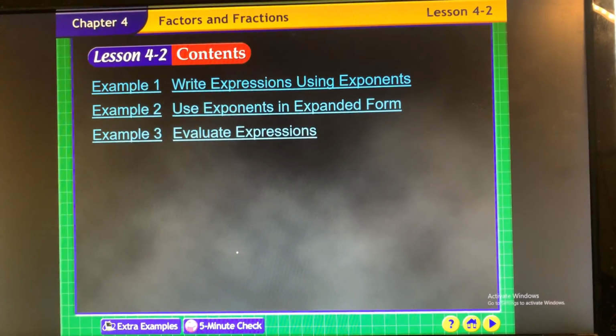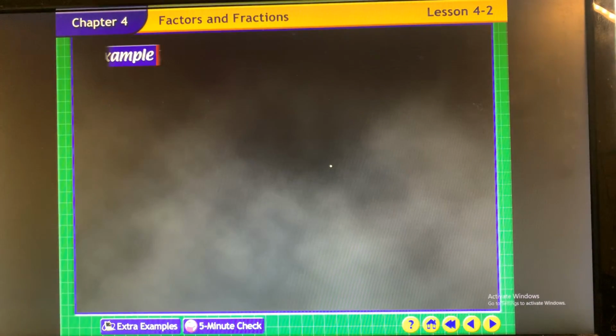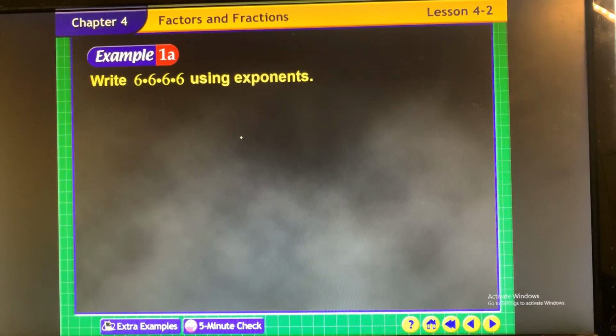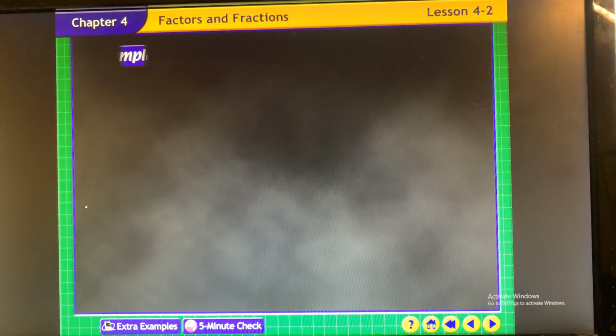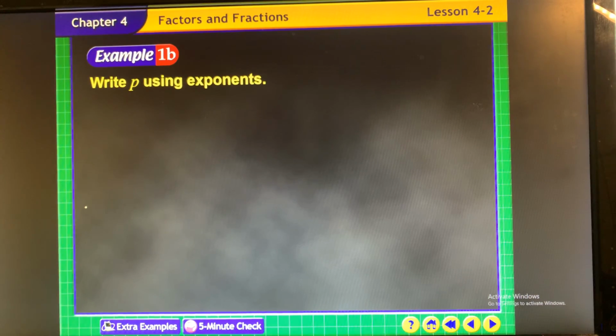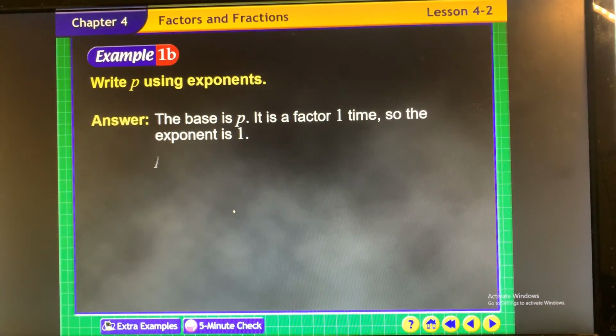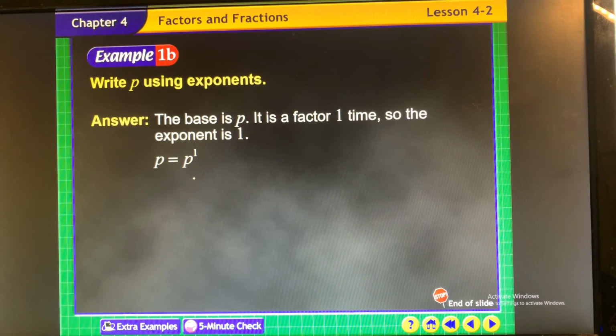All right, we're going to be writing expressions using exponents. So it's pretty easy because remember, when you're doing exponents, you're using multiplication of a number to itself over and over. So this just becomes 6 to the 4th power. This just becomes p to the 1st. We never write p to the 1st because remember, 1 is that number that we only bring out and use when we need it.